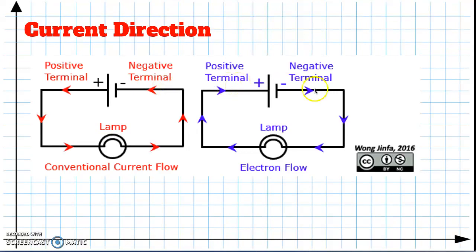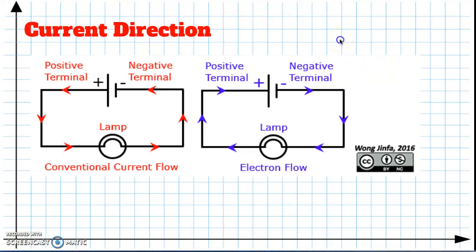So the actual electron current is in the opposite direction. The electrons go from the negative terminal around to the positive terminal. Okay, so there's a little bit of confusion there, a mismatch. After a while you get used to it. It's a pain, but unfortunately we're stuck with it. Okay, so that's our current direction.